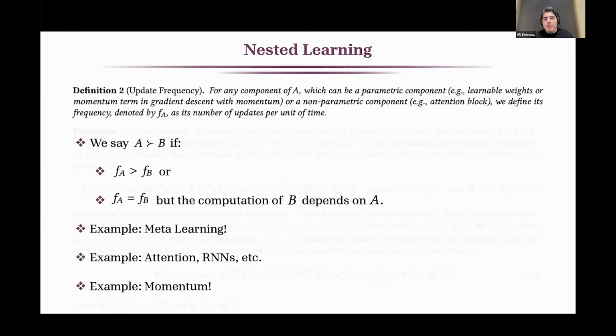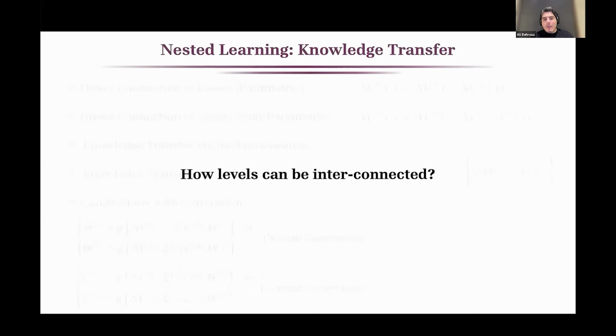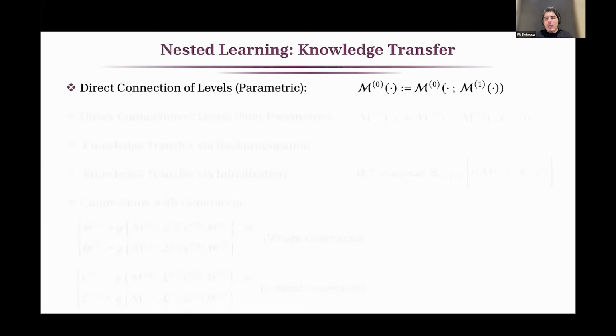For example, you can come up with meta learning, attention, RNN, momentum term, and everything like that. And the main point, how we differentiate between all these concepts, is about how we do knowledge transfer between different levels. For example, if I have two levels, then I will consider the output of one conditioned on the output of the other one.